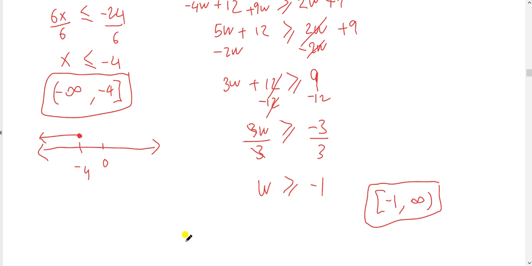And if you want to graph this on a number line, we can do that easily here. 0 is here, minus 1 is here, and this also has the equal sign. So I'm using the closed circle, and any values that are bigger than minus 1, so we go all the way to the right of minus 1 up to infinity to the right side.